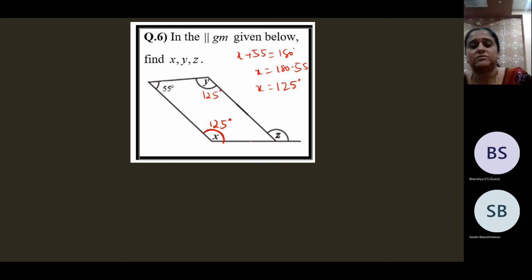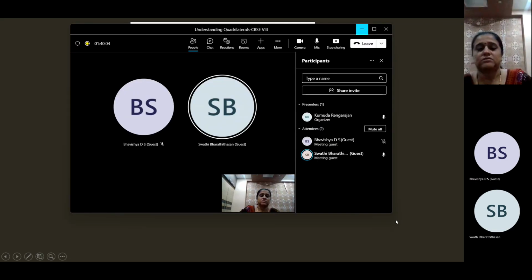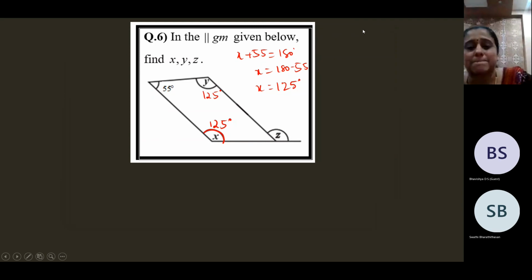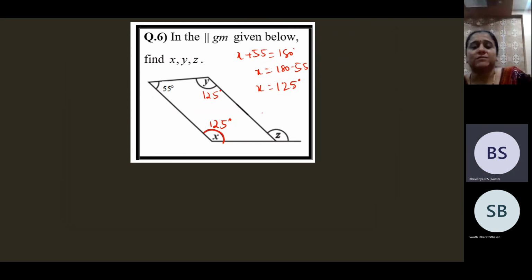Kritika, how much is Z? She said that she is having a poor network, ma'am. She left me. Okay. All right. Yeah. What about Z, Swati and Bhavishya? Who can answer that? Yes, ma'am.